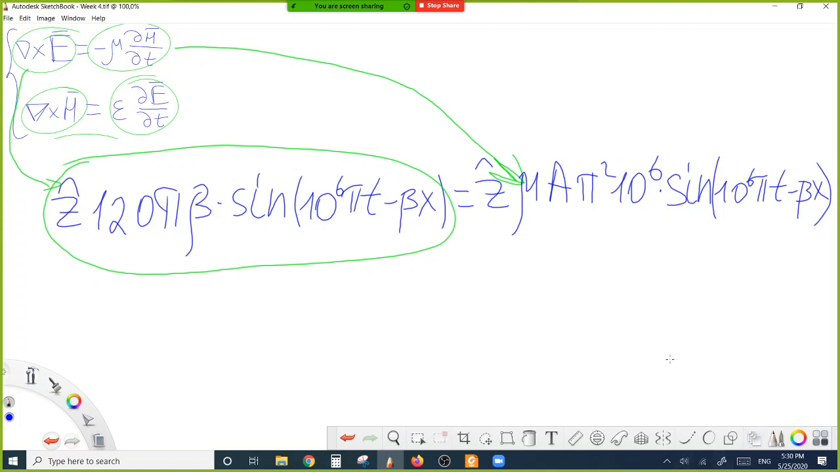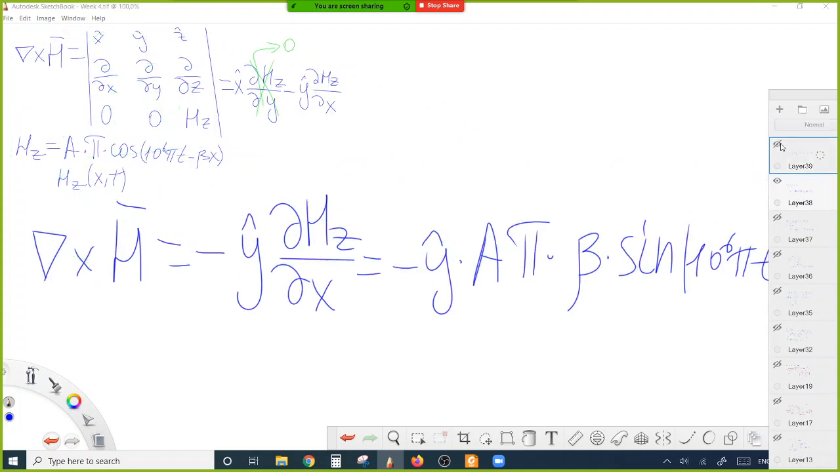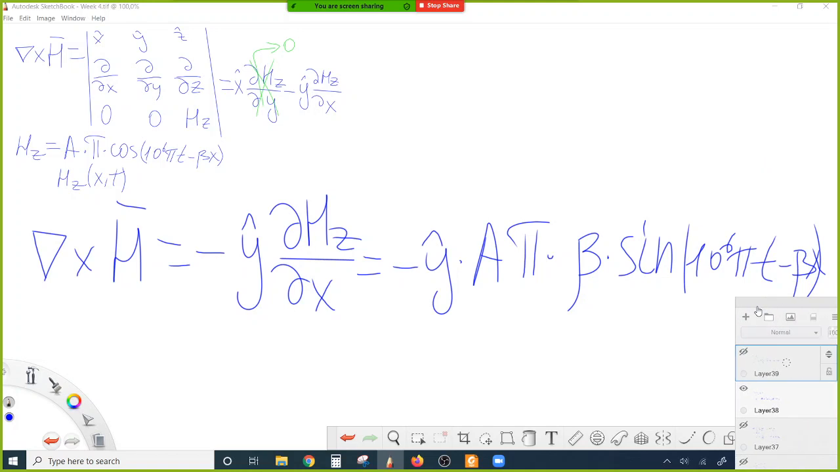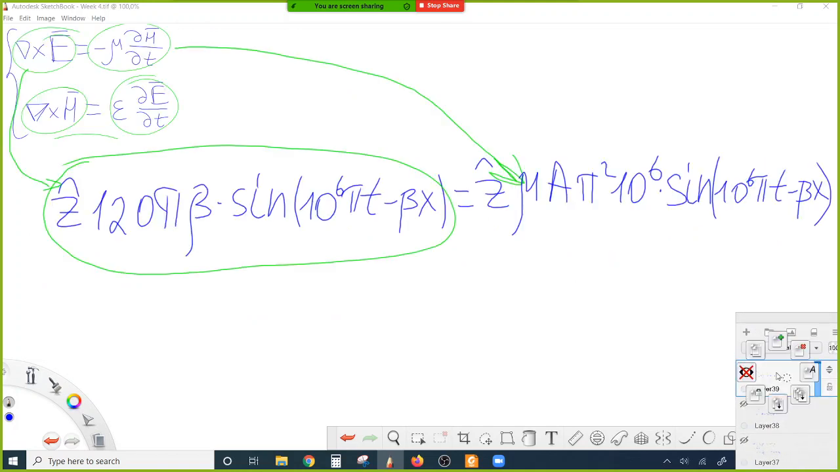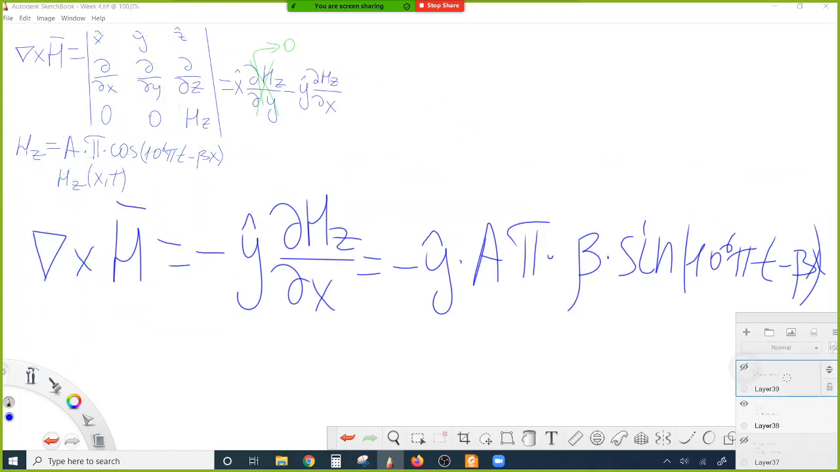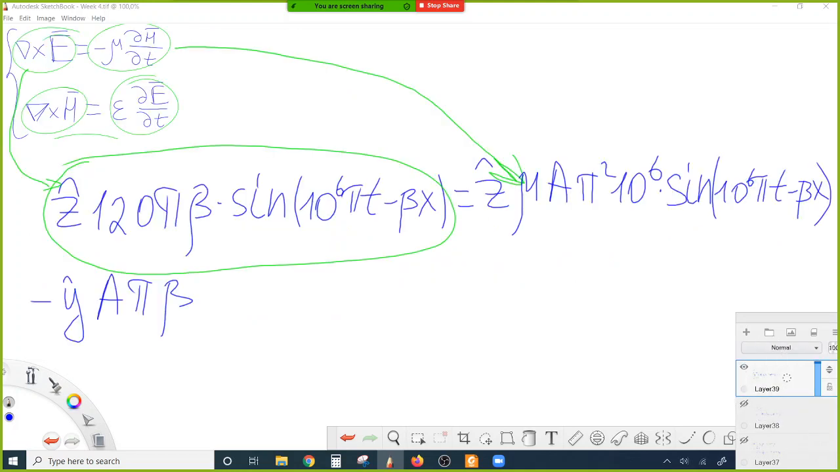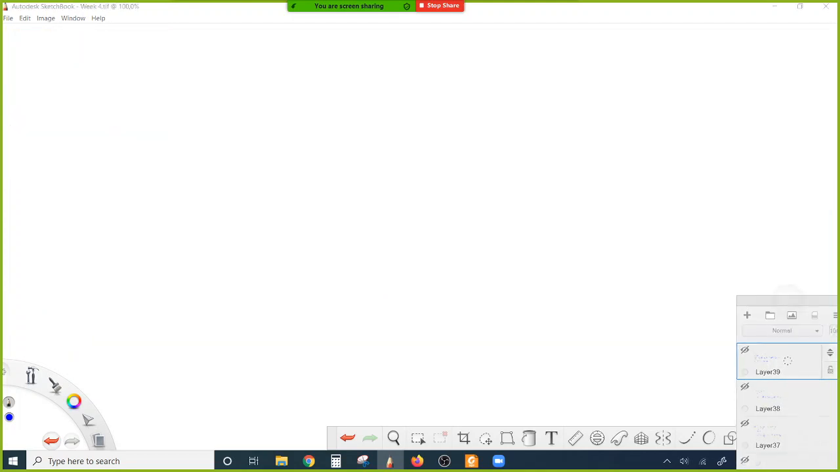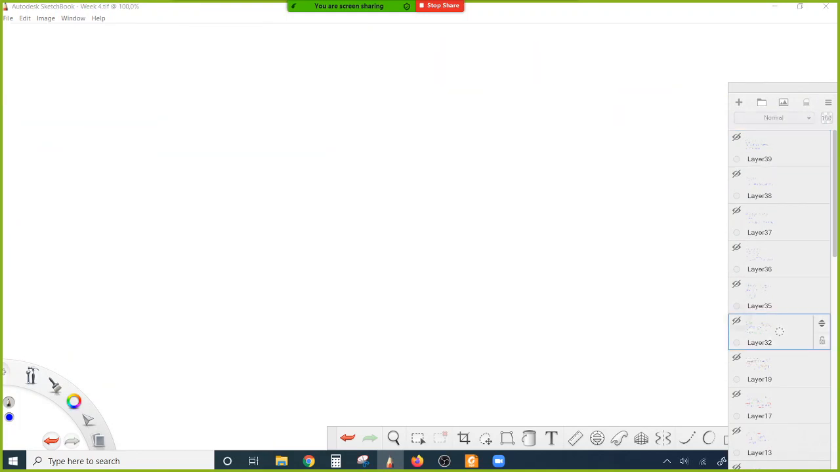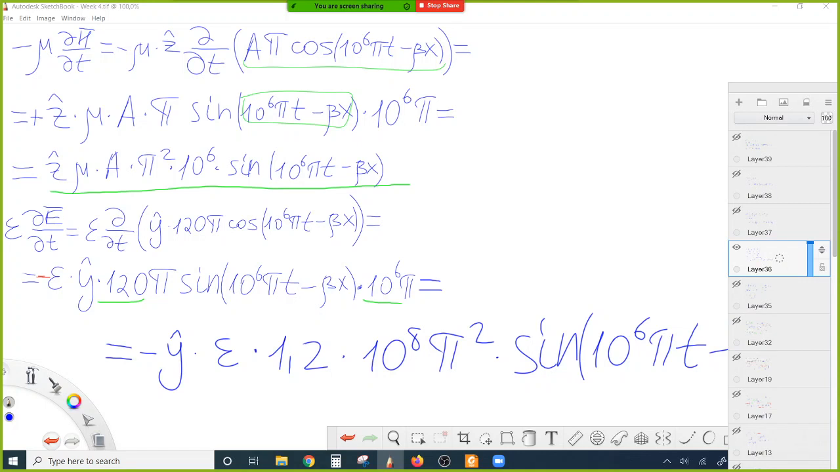Okay, now the rotor of H. The rotor of H was here: minus y a p beta, so minus y a p beta sine 10 to the 6 pt minus beta x equals, and finally this term was defined here and is equal to epsilon 1.2 10 to the 8 p squared epsilon.